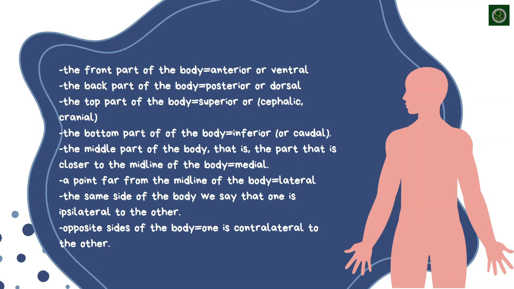We describe the part of the body that is closer to the midline of the body as medial. When referring to a point far from the midline of the body, we call it lateral. When we talk about two points both on the same side of the body, we say that one is ipsilateral to the other. If two points are on opposite sides of the body, we say that one is contralateral to the other. For example, the left hand is contralateral to the right hand. Also, the left leg is ipsilateral to the left hand.